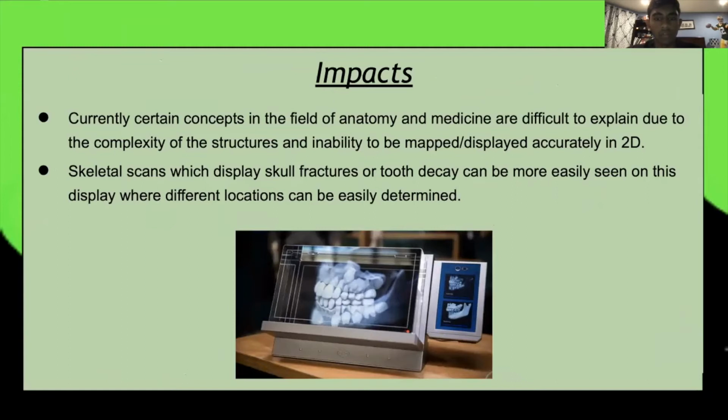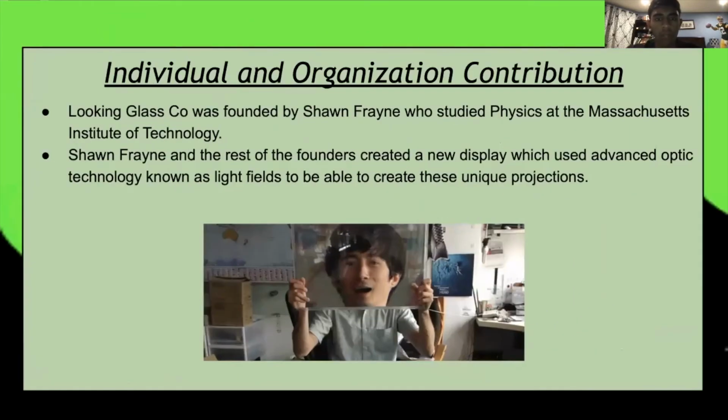Currently, certain concepts in the field of anatomy and medicine are difficult to explain. For instance, if you're trying to explain something regarding the jaw, teeth, or possibly a certain section of an organ, those things are hard to display in 2 dimensions. So that's where the 3-dimensional display comes into play, and that's why having this display is really important. And I will explain a little bit about why this technology is really important as well further in the presentation.